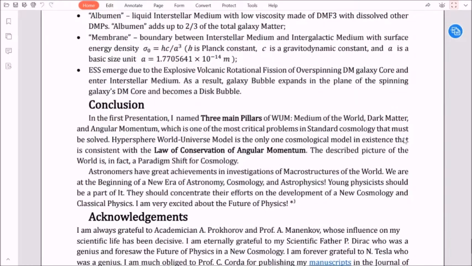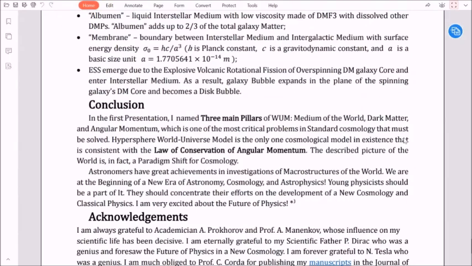Extrasolar system emerged due to the explosive volcanic rotational fission of overspinning dark matter galaxy core and entered interstellar medium. As a result, galaxy bubble expands in the plane of the spinning galaxy's dark matter core and becomes a disk bubble. Conclusion.